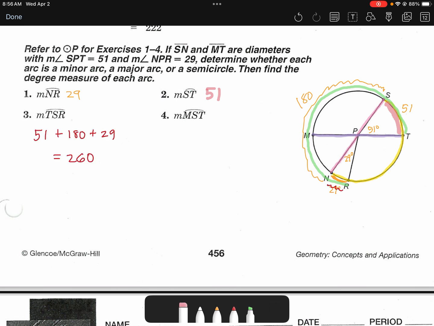Okay, now we have a pretty busy picture here. Maybe I'll try to clean it up just a little bit.